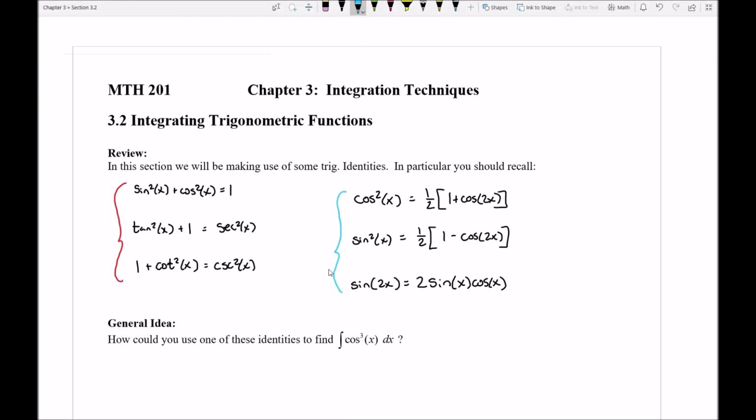What we're going to see is that there are going to be instances throughout this section where it may be more advantageous to use a red identity or a blue identity. We want to try to get a sense of how I would know which one to use, and what are some of the pros and cons of using each of these different types of identities.